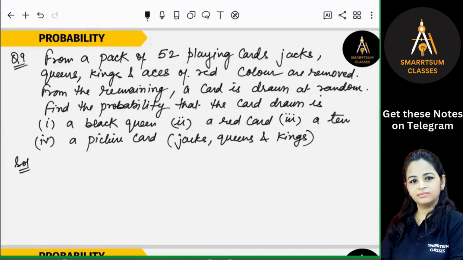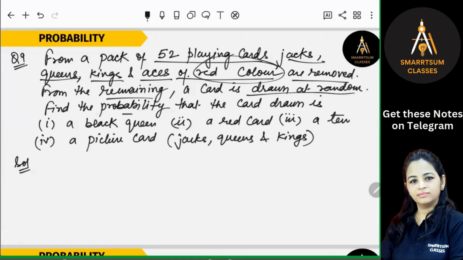Now look at this next question, question number 9. From a pack of 52 playing cards, jacks, queens, kings, and aces of red color are removed, right? So these are removed from this 52 playing cards. What are removed? Jacks, queens, kings, aces of red color, right? Remember, red color are removed. Now from the remaining, a card is drawn at random.